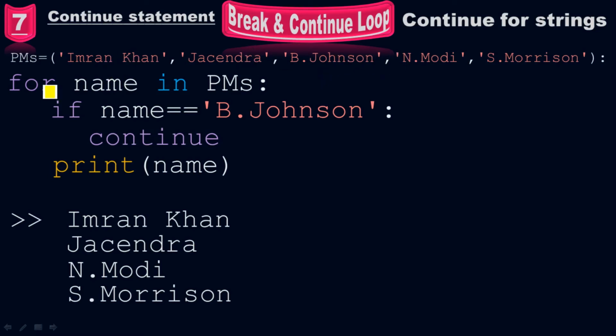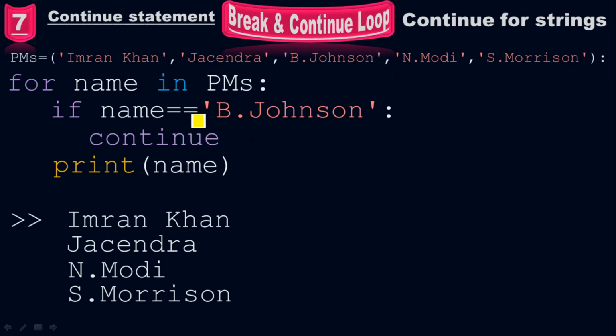Look at here. This time I have used the for loop. What the for loop does, the for loop iterates over each and every single item of the collection. First it iterates over the first item, which is Imran Khan, so it has been printed here in the output. And then it iterates over the next item, which is Jasendra, so Jasendra has been printed here in the output. Then it iterates over Boris Johnson.